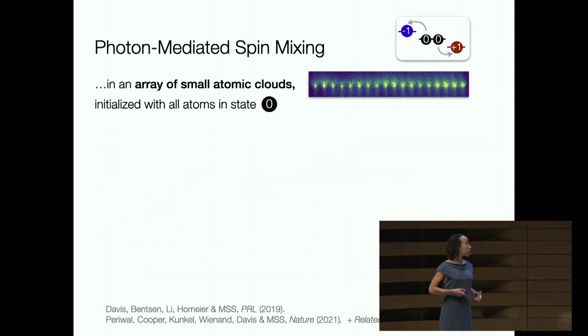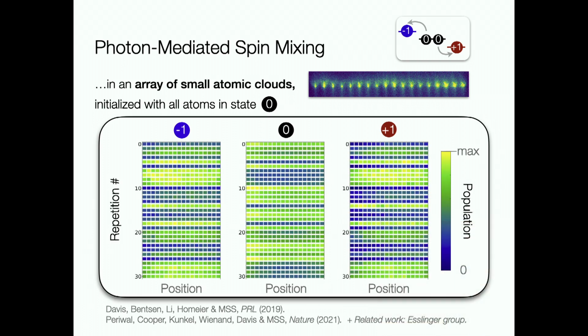In our system, what does it look like when we turn on the light and watch these dynamics? Here's, again, our array of, in this case, 18 clouds of atoms, with all of them initially in the 0 state. And this is 30 repetitions of the same experiment where we turn on the light and after some time measure the populations in these 3 internal states. You'll see that there's sometimes more population in the -1 state, which is always correlated with more population in the +1 state. This is the first signature of this spin mixing dynamics, where we generate correlated atom pairs in the +1 and -1 states in the cavity.